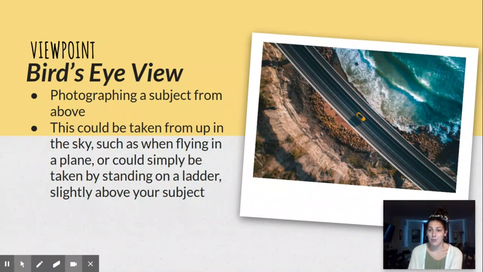This could be taken up from in the sky, like when you're flying a plane, or it could simply be taken by standing on a ladder and being slightly above your subject. So you don't have to go super high up to take a picture of bird's eye view. I mean, you could be standing on your ground and taking a picture of your cat from where you're standing, and that's still considered bird's eye view.